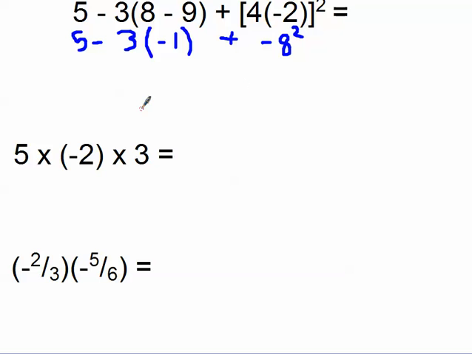I'm going to keep moving on, and I see that I have an exponent over here. This is still inside of that bracket. So now I've got the exponent of negative 8 squared. It's going to give me 64. A negative times a negative is a positive. And now I'm going to go ahead and rewrite the rest of my problem. I'm going to finish up with my multiplication.